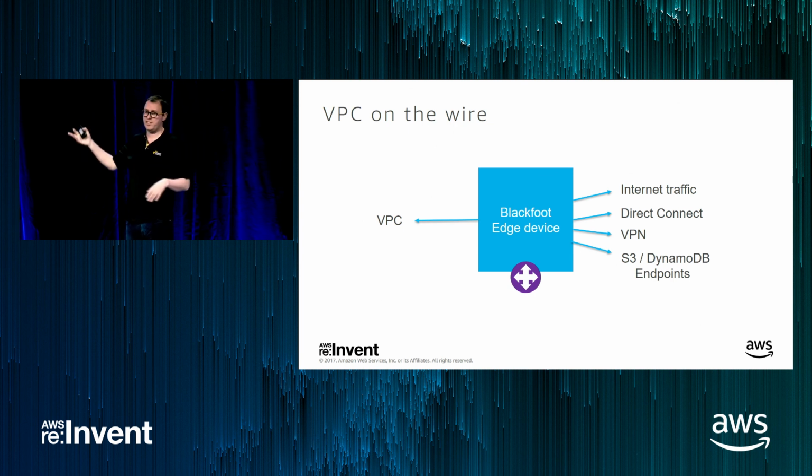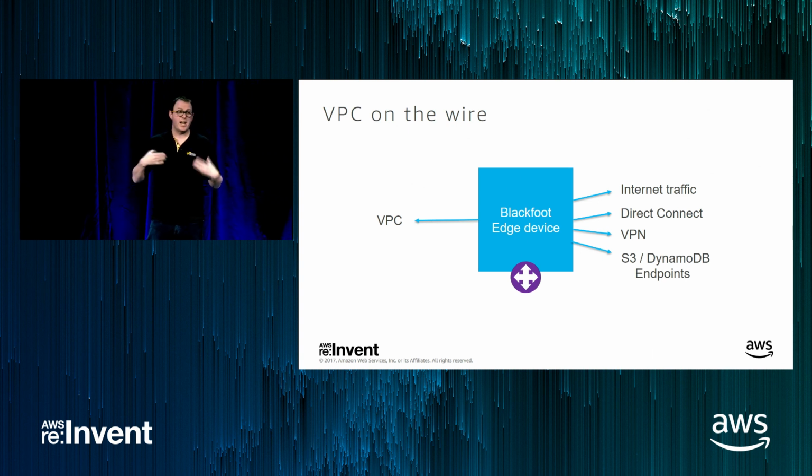Blackfoot's this really cool system. We actually named the building I work in after it. So I work in the Blackfoot building in Seattle. That's AWS HQ, basically. By the way, that's a great sign of success for your team. It's a lot of pride. Wow, they named a building after my service.